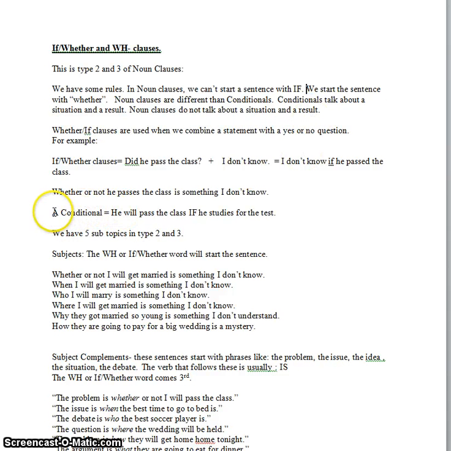Okay? Here's a conditional from several weeks ago. He will pass the class if he studies for the test. Okay? This is a noun clause.